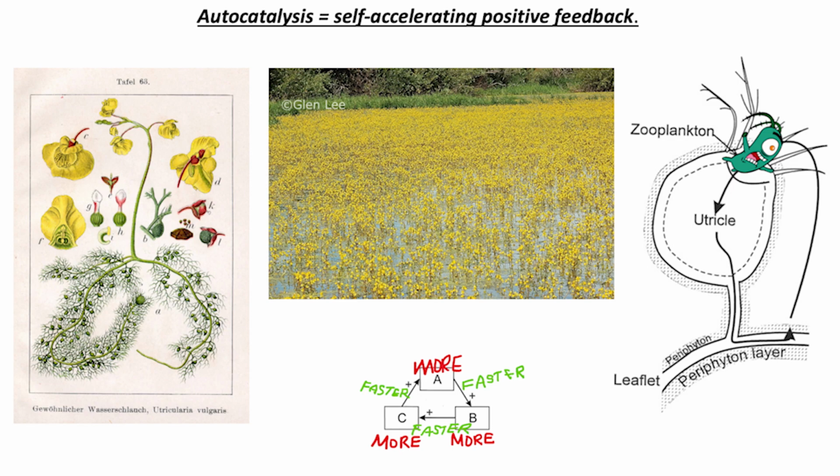More growth of the plant creates more surface area for the periphyton layer, which is more food for the zooplankton, which is more food for the plant, and round it goes, right? Leading to more and more matter and energy being drawn into the system at a faster and faster rate.